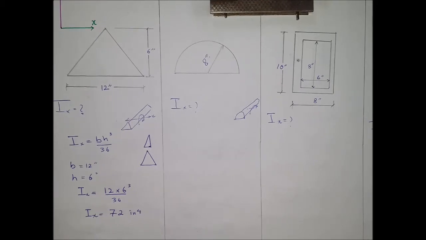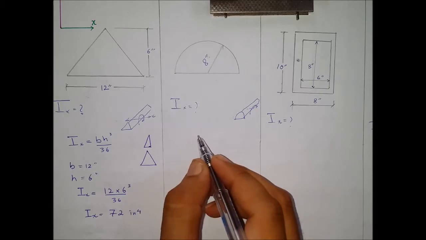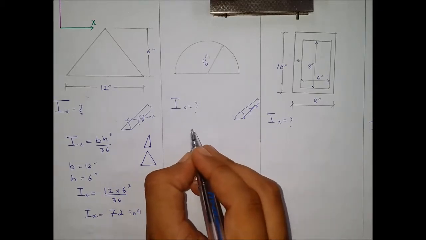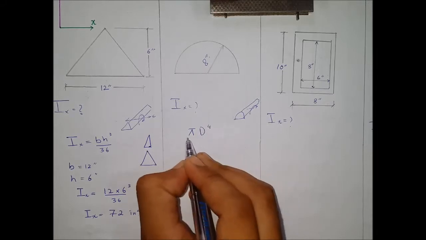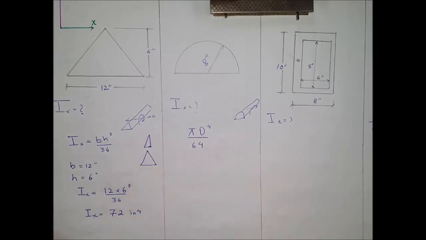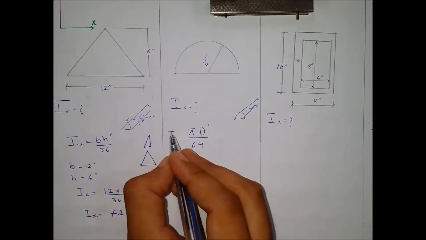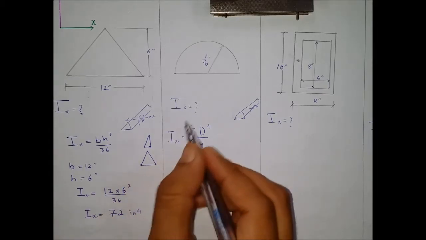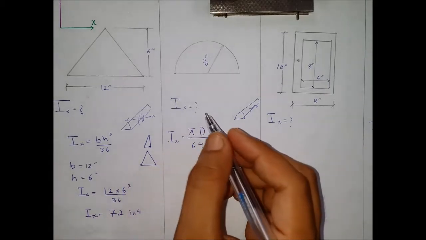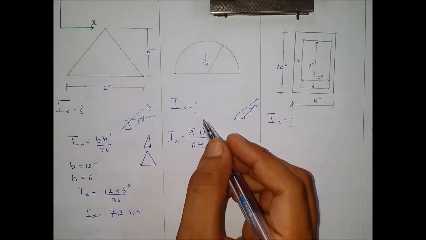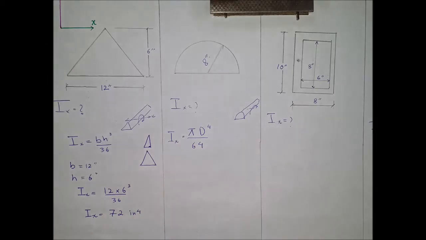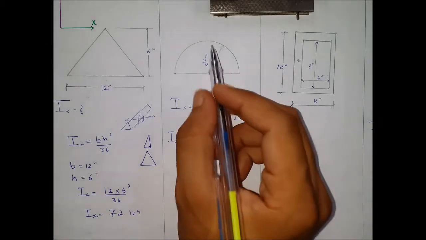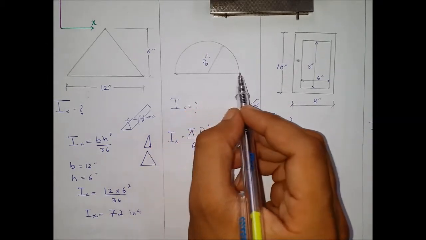Starting with the second example, the moment of inertia of a semicircle. We know that for a circle the moment of inertia is pi d4 divided by 64. That is the formula for Ix here. Here the axis will matter. Since in the previous example it was a full circle, the formula remained the same. Here the axis will matter, since we are considering this part as the diameter.